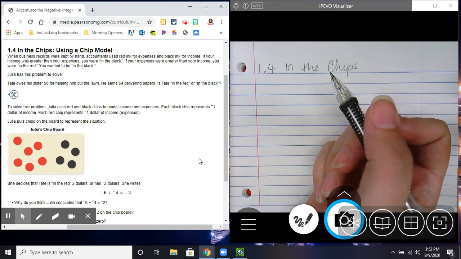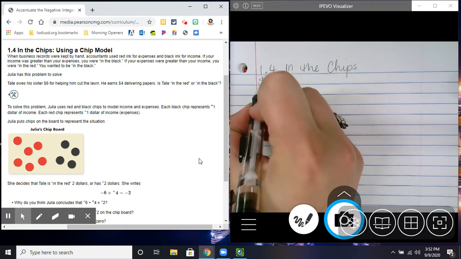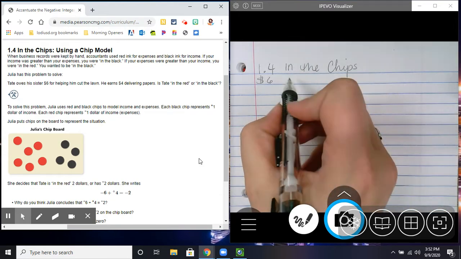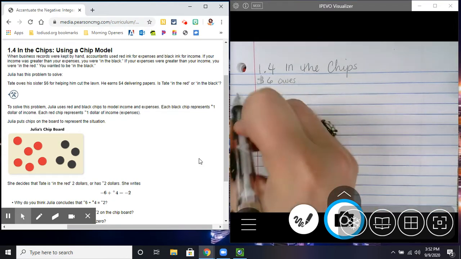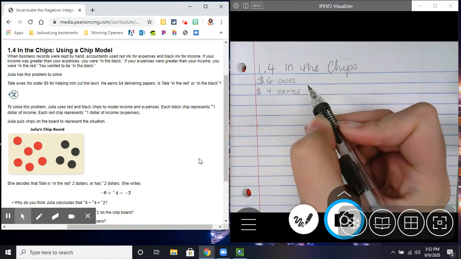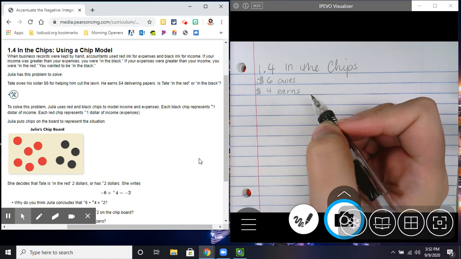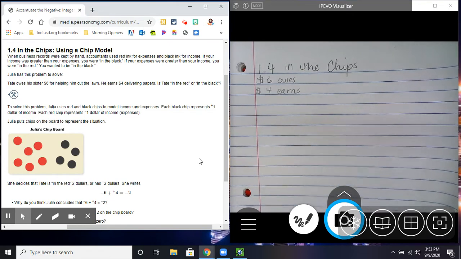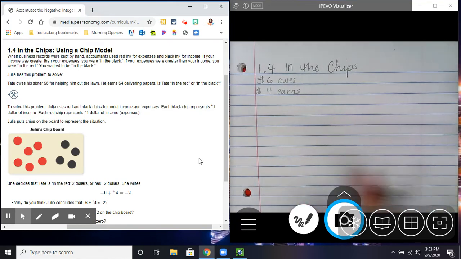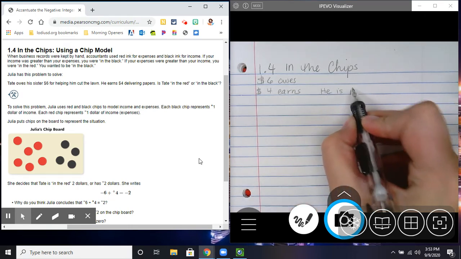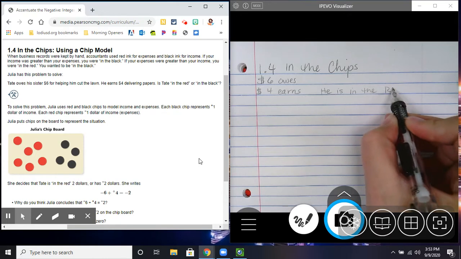Julia has this problem to solve. Tate owes his sister $6 for helping him cut the lawn. He earns $4 delivering papers. Is Tate in the red or in the black? I would hope that that's fairly clear to you. He is in the red.